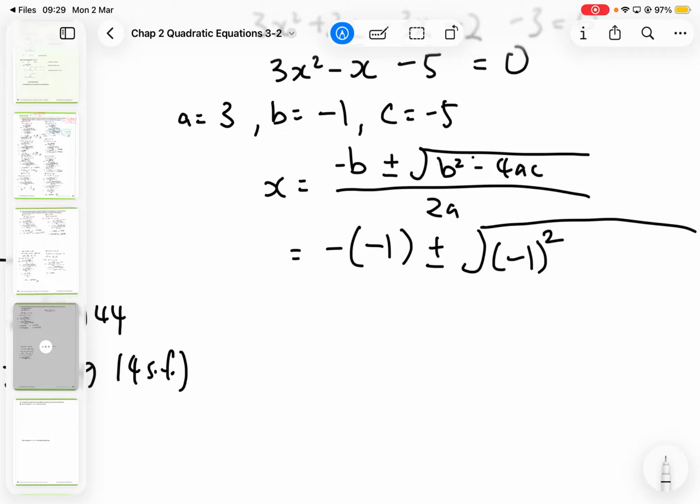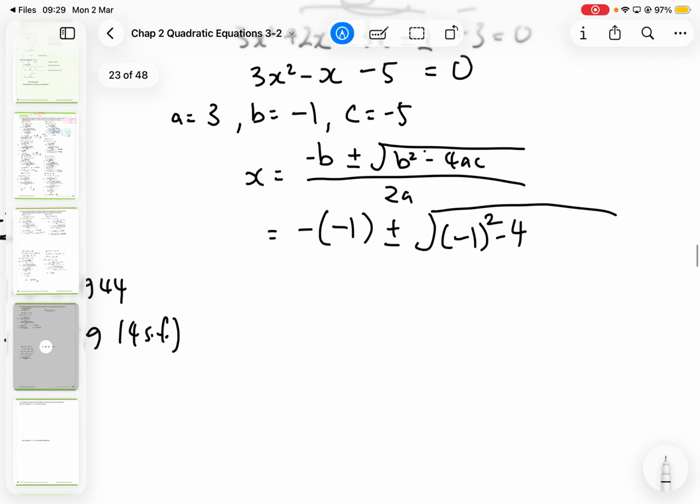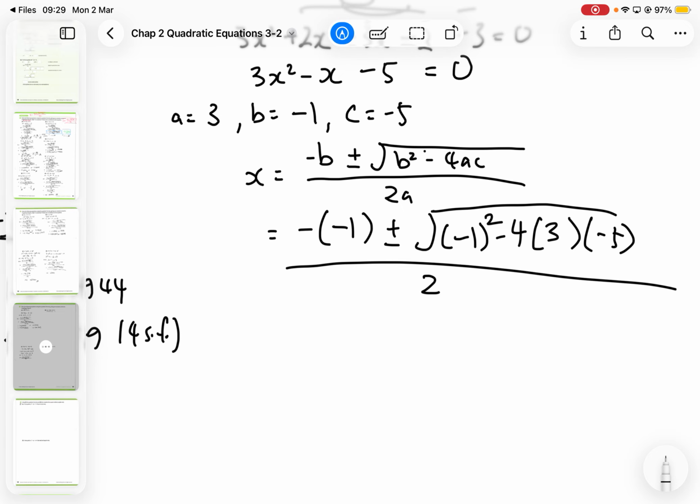Oh, give me some time first. Minus is still minus, no change. 4 is still 4, no change. A I want to substitute, so I put a bracket and put 3 inside. C I want to substitute, so I replace with a bracket, put -5 inside. 2 no change. A I want to substitute, so replace with a bracket. Okay? So the bracket is one of the most important things when you are doing your substitution.